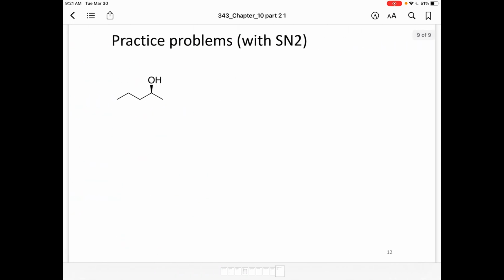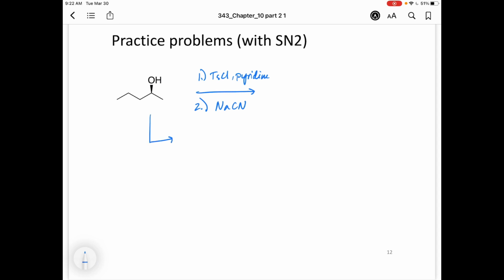Let's do an SN2 reaction here. So we're going to go through a couple examples here. So on this top one, let's use tosyl chloride with pyridine. And then for our second step, we're going to use a good nucleophile. Let's use CN- as our nucleophile here. So in the first step, we know we're going to take this alcohol. We're not going to switch the stereocenter. We're going to add our tosylate group, okay?